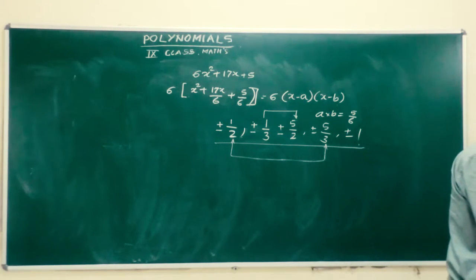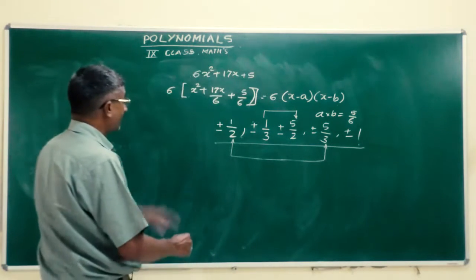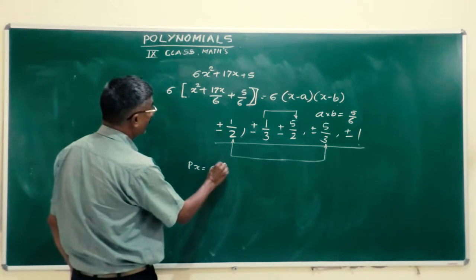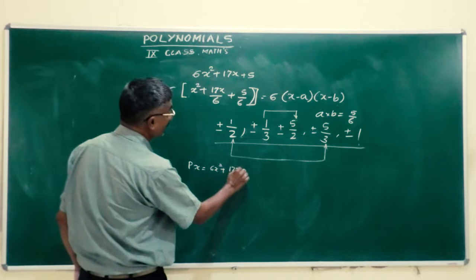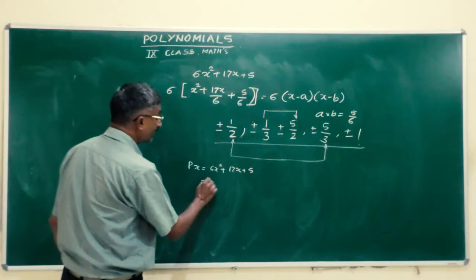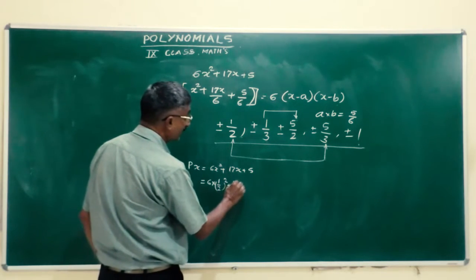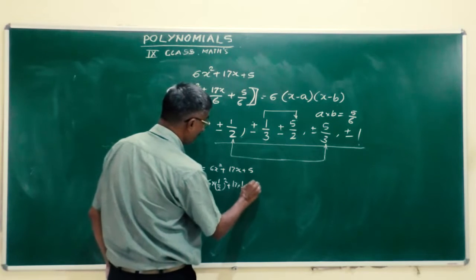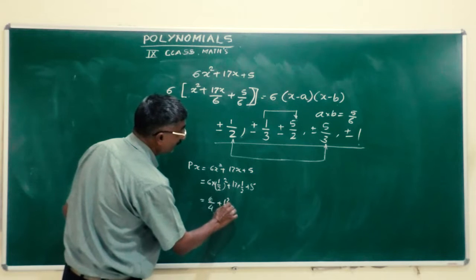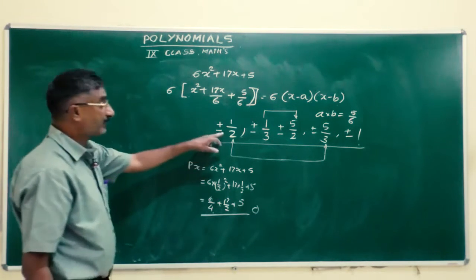So px is equal to 6x square plus 17x plus 5. We substitute the value 1 by 2. So what happens? 6 into 1 by 2 whole square plus 17 into 1 by 2 plus 5. So this is equal to 6 upon 4 plus 17 upon 2 plus 5. So we will not get 0, which means 1 by 2 is not a zero.